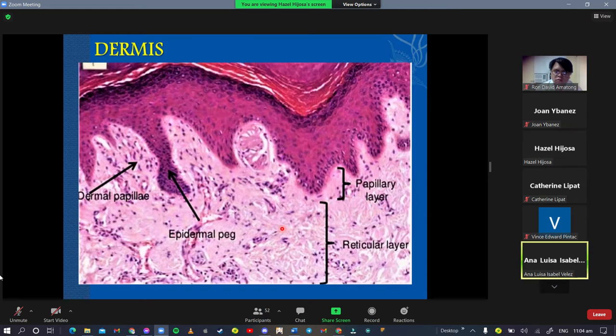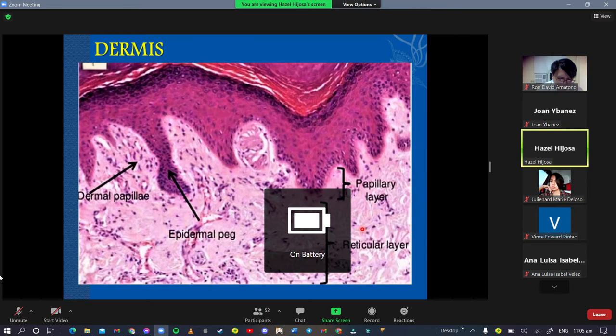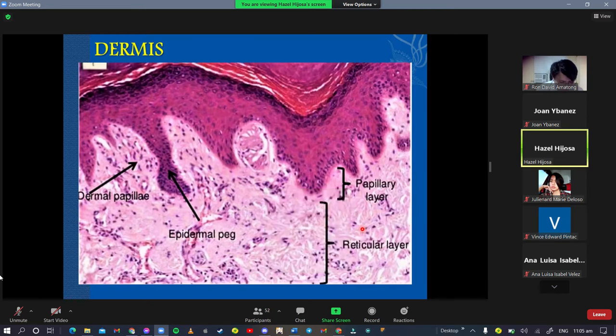Langer's lines. What is the importance of Langer's lines? Skin incisions made parallel to these lines will heal faster and without scarring. That's why when you make an incision, especially in the facial area, the incision should be oriented to the natural orientation of the collagen fibers. It should be parallel to the natural orientation of the collagen fibers so that it will heal with the least scarring.